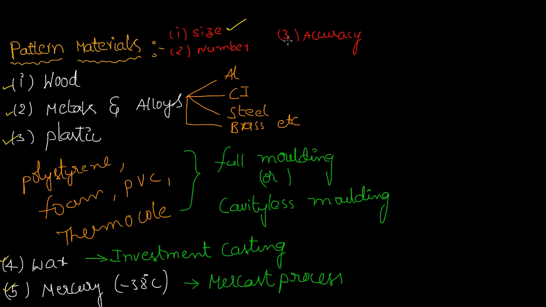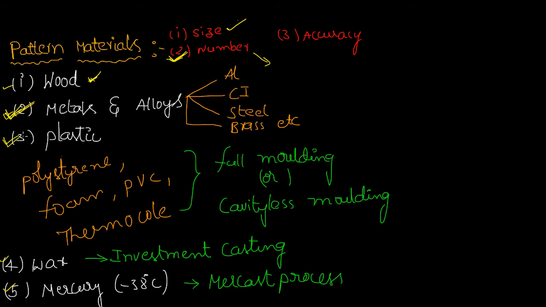For high accuracy and fine surface finish, we use metal patterns, definitely, and for larger size we use wood patterns only. If the number of components to be produced increases, we choose the metals, right? I have given some table information also. We will see this later.